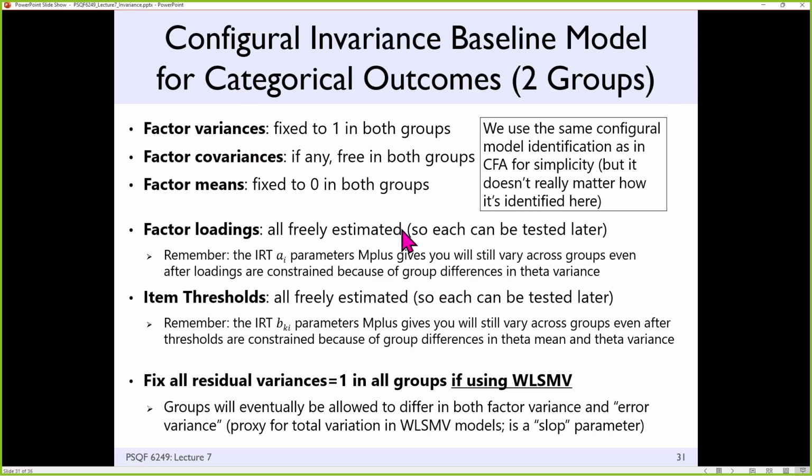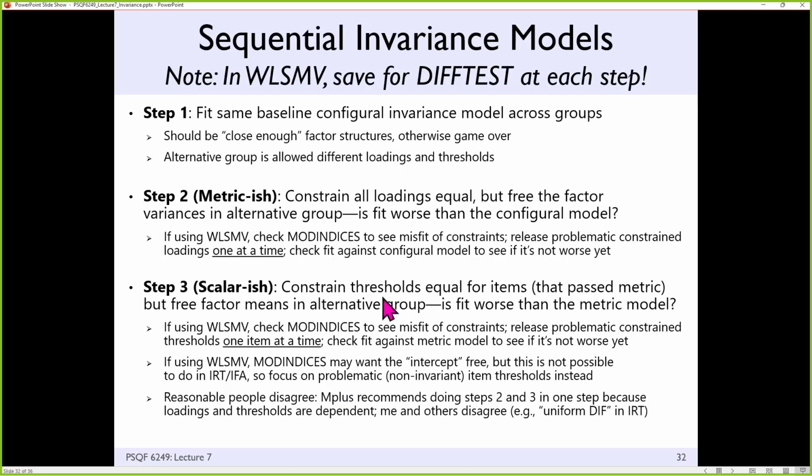So the same configural model that we would use as before, where we would fix the factor means to 0, fix the factor variances to 1 for identification, free all the loadings, free all the thresholds, and if we're in WLSMV, we'd have to start with the residual variances all fixed to 1. Then we would do metric, then we would do scalar, and at each stage use DIFFTEST for the nested model comparison. However, the M+ creators do not recommend it this way.